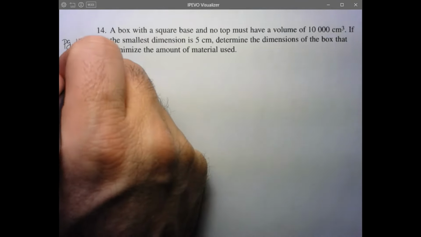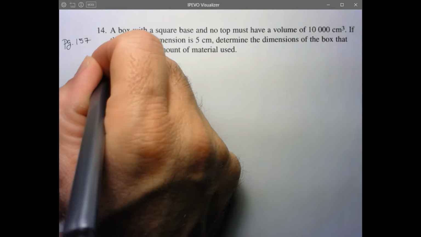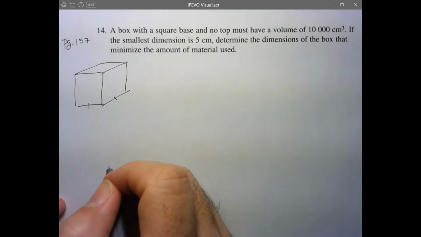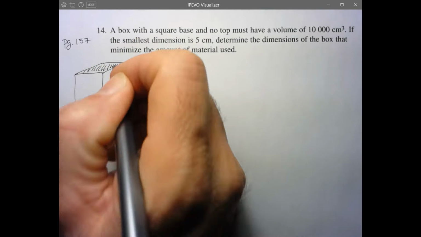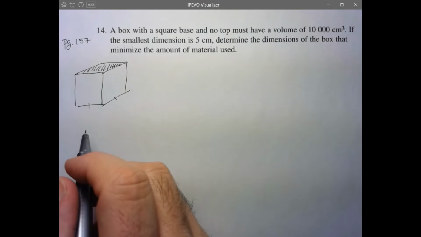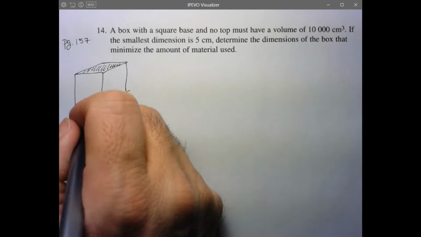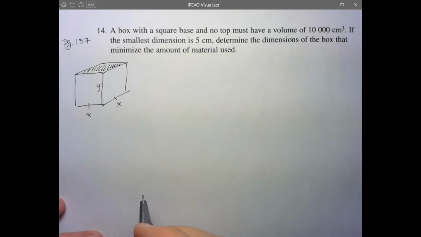All right, so let's draw a diagram. We've got a box. It's square base, so the base length and width are the same, and it's open top. So it's not a bad idea on your diagram to do something to indicate that, just so that you don't accidentally include it in your surface area. Let's call the base and width X, and I'll call the height Y.